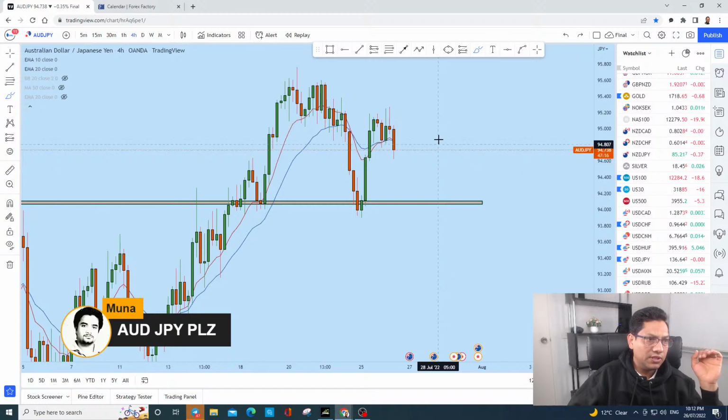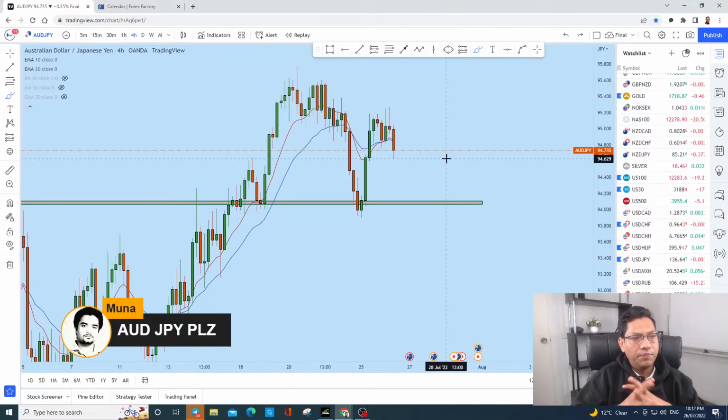At this point, let's see if the price breaks out to the upside tomorrow on the news release. Probably we can find a good trading opportunity. But at this point, there is nothing on Aussie Yen so far.